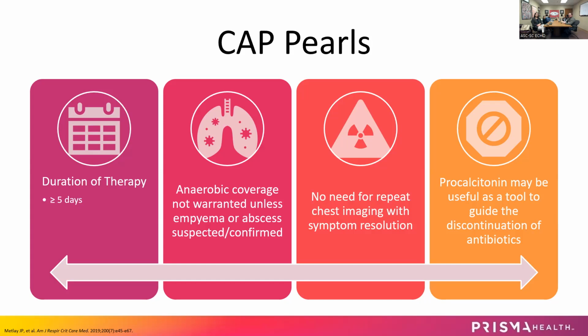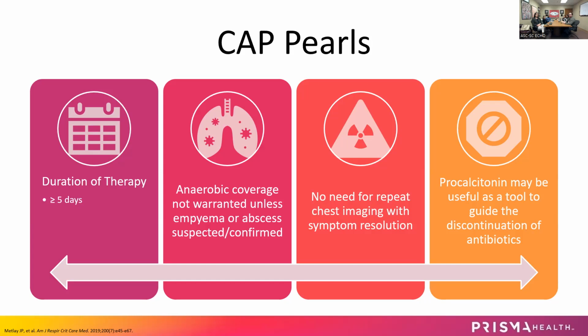I could do a whole 30-minute talk just on aspiration pneumonia and its workup and whether or not you need to cover all aspiration events. Very briefly, the guidelines do not recommend anaerobic coverage in aspiration events unless you have an empyema or some sort of abscess on imaging or you suspect that that's there. There's no need to repeat chest imaging in these patients if they have symptom resolution.